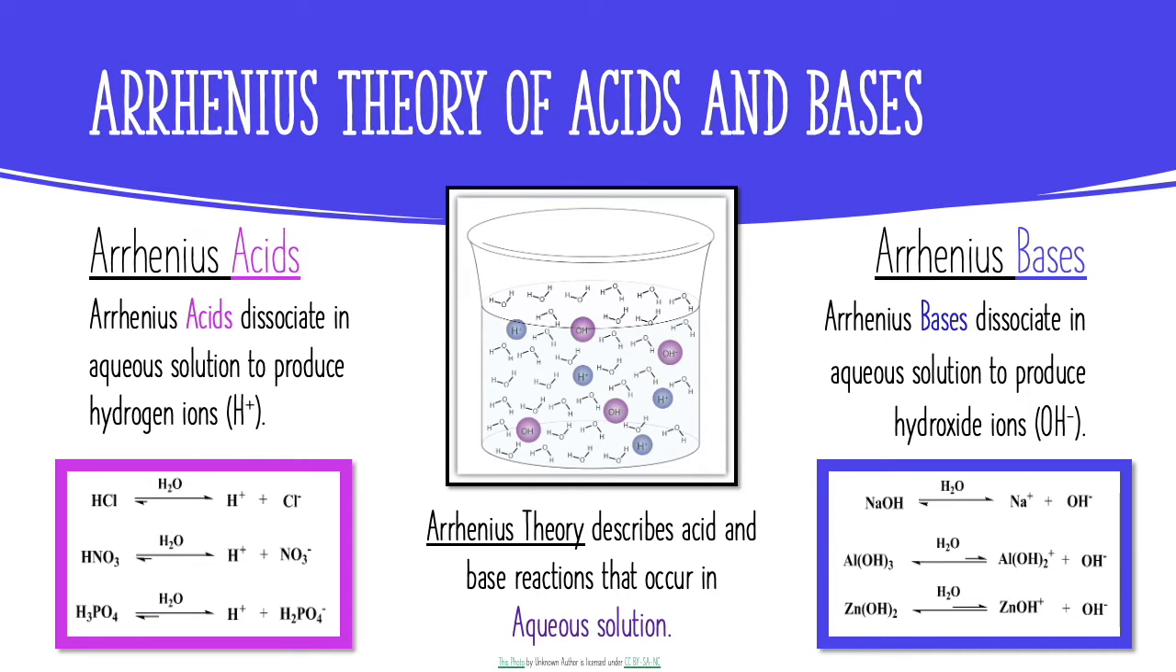Okay? Then on the other side, we've got Arrhenius bases, and an Arrhenius base is a compound that will dissociate in aqueous solution to produce hydroxide ions. And then if you look in the blue box down below that, you'll notice there's 3 examples of Arrhenius bases listed. The first one, sodium hydroxide. If we dissolve that in water, it produces a positively charged sodium ion and that negatively charged hydroxide ion, just like the rest of these examples.